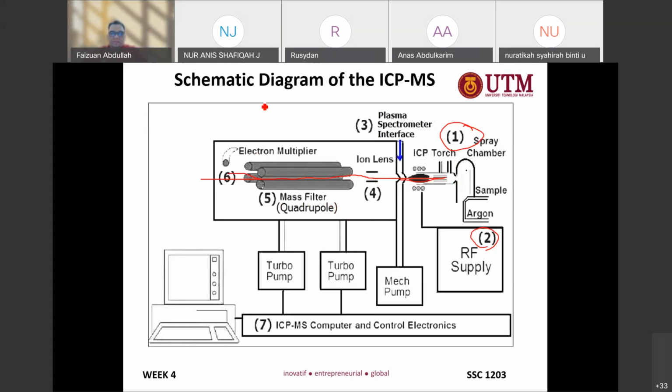The MS part in the ICP-MS is very expensive. The mass spectrometry part is the very expensive part because it can differentiate the elements using their mass. Different from ICP-OES, where the detection is using optical emission, in this instrument the detection is using mass.